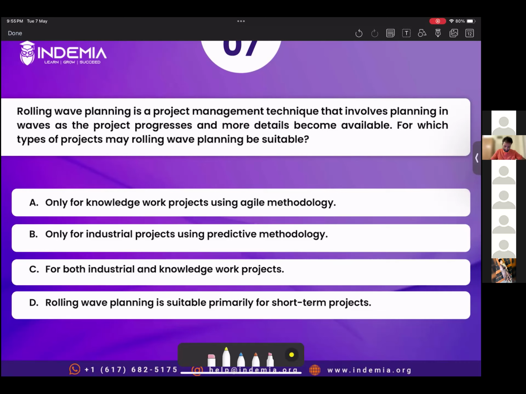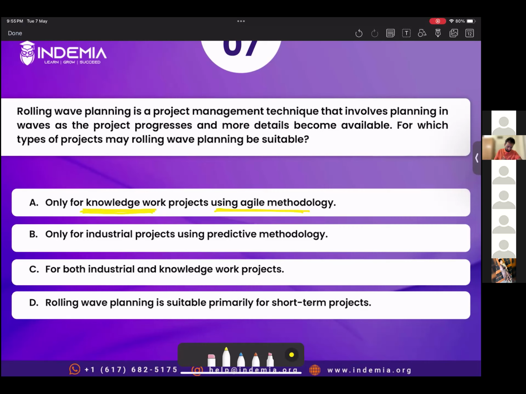what I went for. That was because I thought industrial projects are more where the scope is very fixed. The requirements are not changing that much. So you have a fixed scope. So it would work better for knowledge work projects where the scope might not be fixed and there's a lot of change in requirements. So I went with that. But then reading the word "only" made me think I should probably not have chosen that because it's very restrictive. So. All right. Thank you.